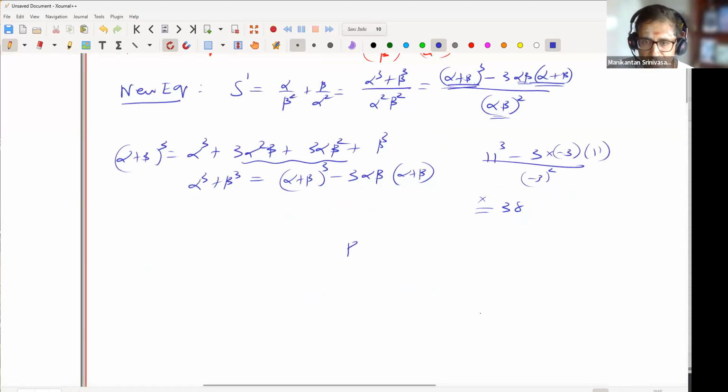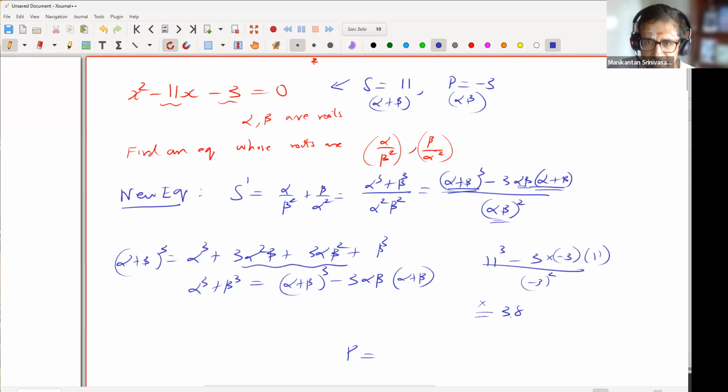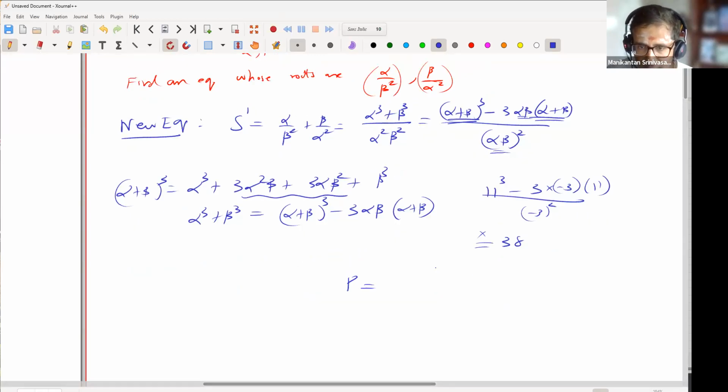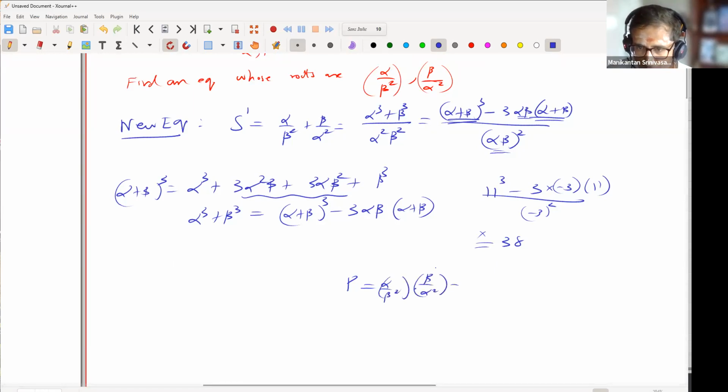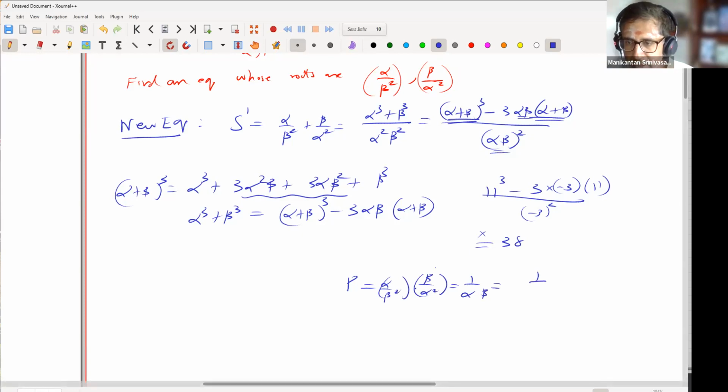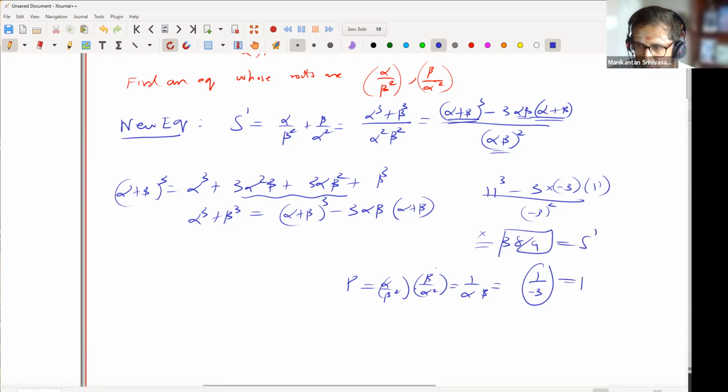Similarly, let's say the product of roots, in this case, is very easy, right? Alpha by beta square times beta by alpha square just becomes 1 by alpha beta. So we know alpha beta is -3 or something, right? So therefore it's -1 by -3. And then I'll just say 38 by 9 something, right? And therefore we can finish off the problem. This is the new sum. This is the new product.